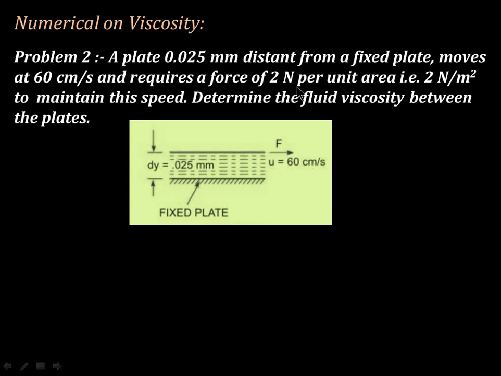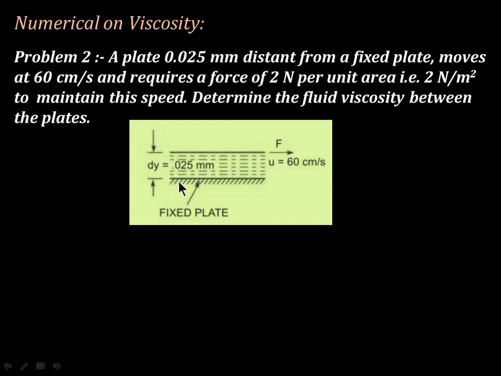And requires a force of 2 Newton per unit area, that is 2 Newton per meter square, to maintain this speed. Now this plate is moving, so of course energy is needed to take this plate from one place to another place. That energy is given by this force. So the force required for the movement of this plate is 2 Newton per unit area, that is 2 Newton per meter square. Now why is this force needed? To maintain this speed of 60 centimeter per second.